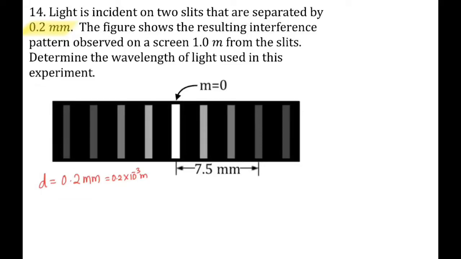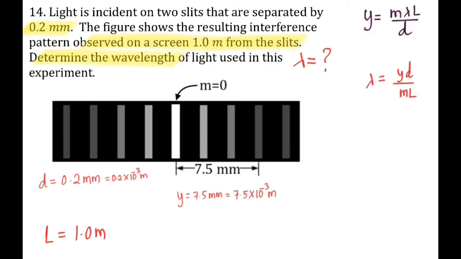Let's solve this problem. Light is incident on two slits that are separated by 0.2 millimeter. So d is 0.2 millimeter, which is 0.2 multiplied by 10 to the power negative 3 meters. L is equal to 1 meter because the problem says that the screen is 1 meter from the slits. It's asking to determine the wavelength. So lambda is what we want to find.